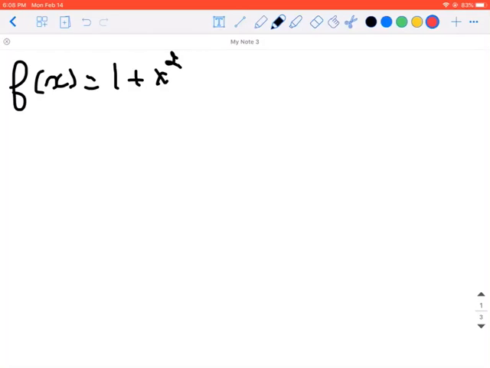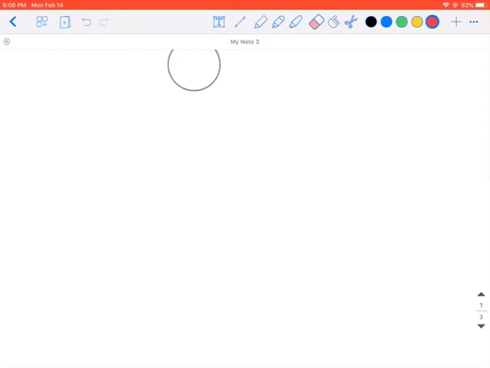Hey everyone, in this video I'm going to explain how to determine the domain and the range of a function. In general, the domain is the set of values that x is allowed to have, but the range is the set of values that f of x can have. I'm going to explain with an example to make everything clearer, okay?